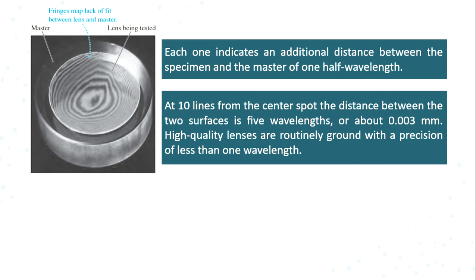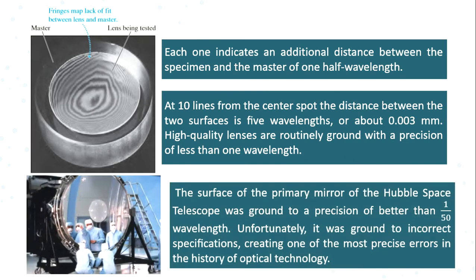High-quality lenses are routinely ground with a precision of less than 1 wavelength. So one application is the surface of the primary mirror of the Hubble Space Telescope, which was ground to a precision of better than 1/50 wavelength. Unfortunately, it was ground to incorrect specifications, creating one of the most precise errors in the history of optical technology.